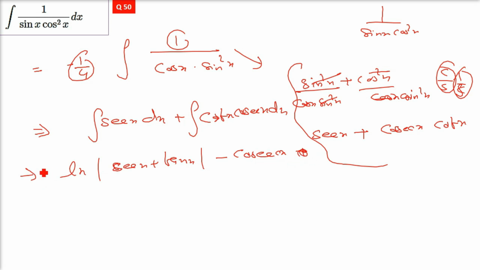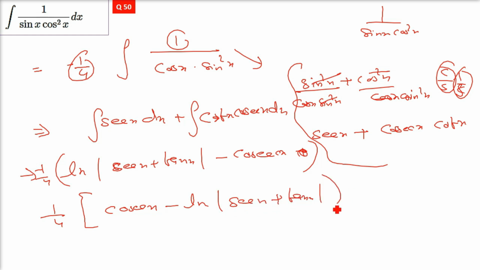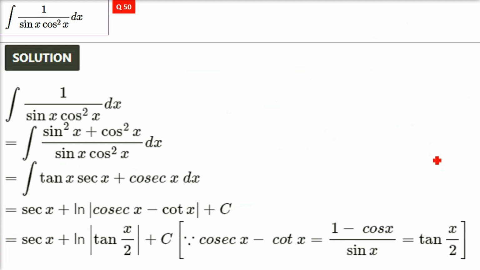Minus 1 by 4 is already there. So just multiply everything by minus 1 by 4. So 1 by 4 will remain like that. And if you multiply the negative inside, you can just swap these two terms. It will be cosec x minus ln modulus of sec x plus tan x. And then we have the constant of integration here. This is your final answer. So this is the result we were talking about.